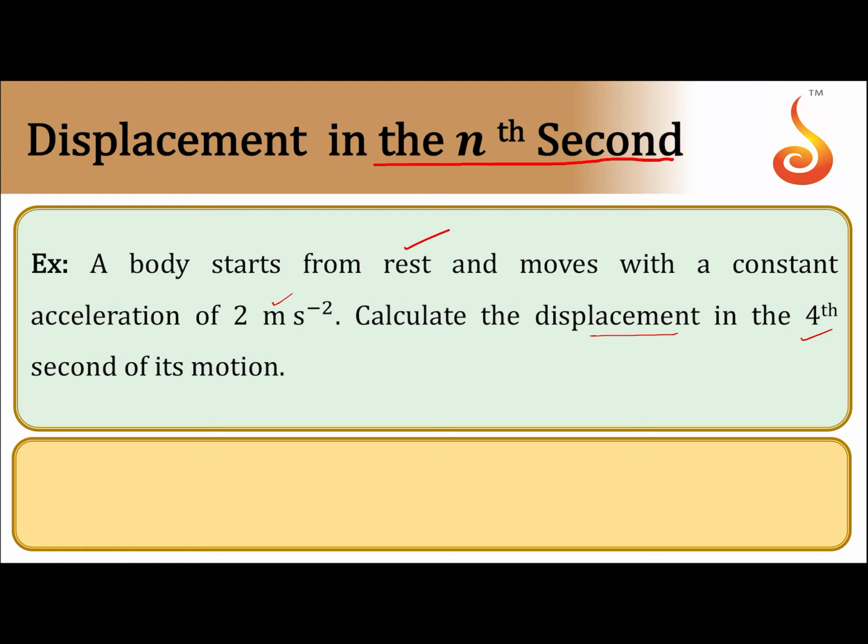There are a couple of data. It says starts from rest. So the moment it starts from rest, it means that initial velocity is 0. Acceleration is constant. Calculate the displacement in the fourth second. That means we are now considering the displacement in the nth second of the journey, which is given by Sn is equal to u plus a by 2 into 2n minus 1. So now what are all the data?